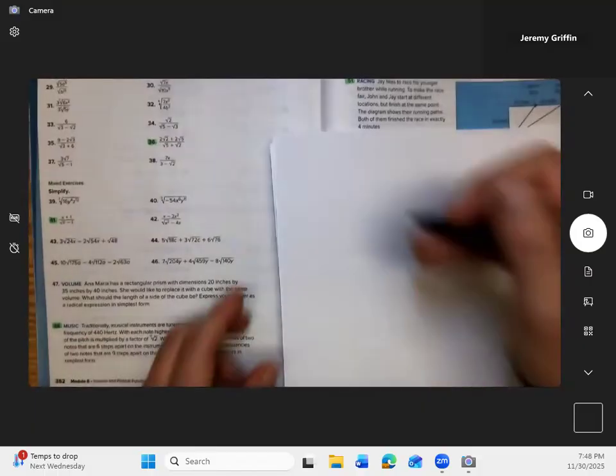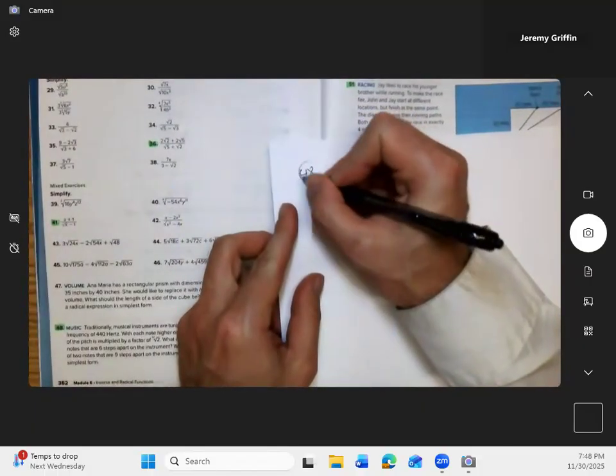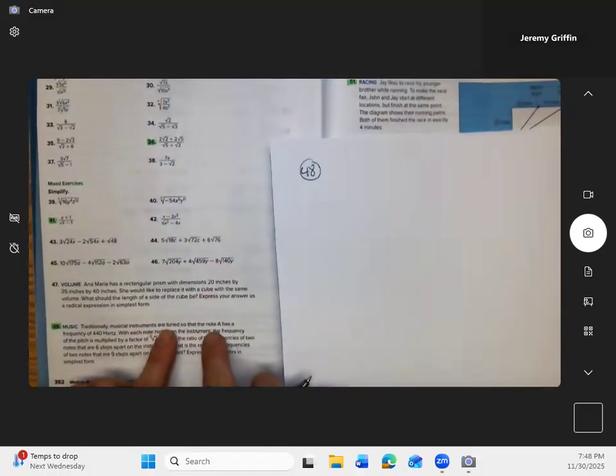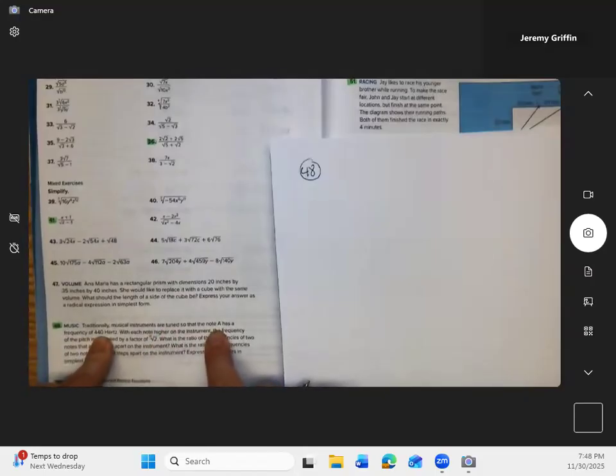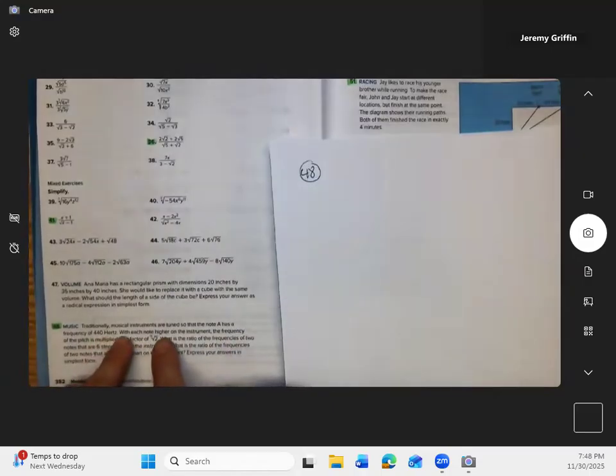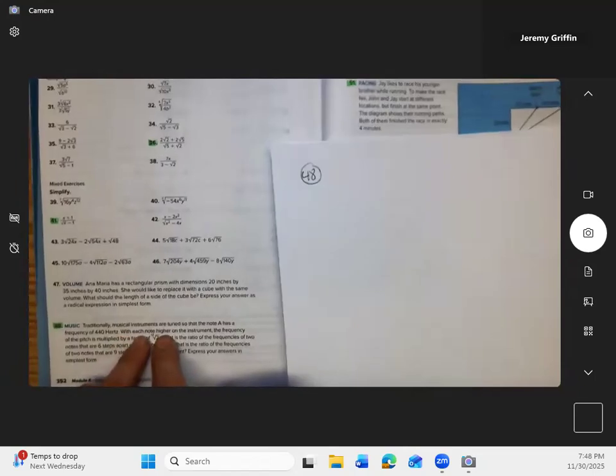48. Music. Traditionally, musical instruments are tuned so that the note A has a frequency of 440 hertz. Yeah, interesting history to that. There have been different standards over the years, but in modern day musical instruments, 440 hertz represents one of the A notes. With each higher note on the instrument, the frequency of the pitch is multiplied by a factor of the 12th root of 2.